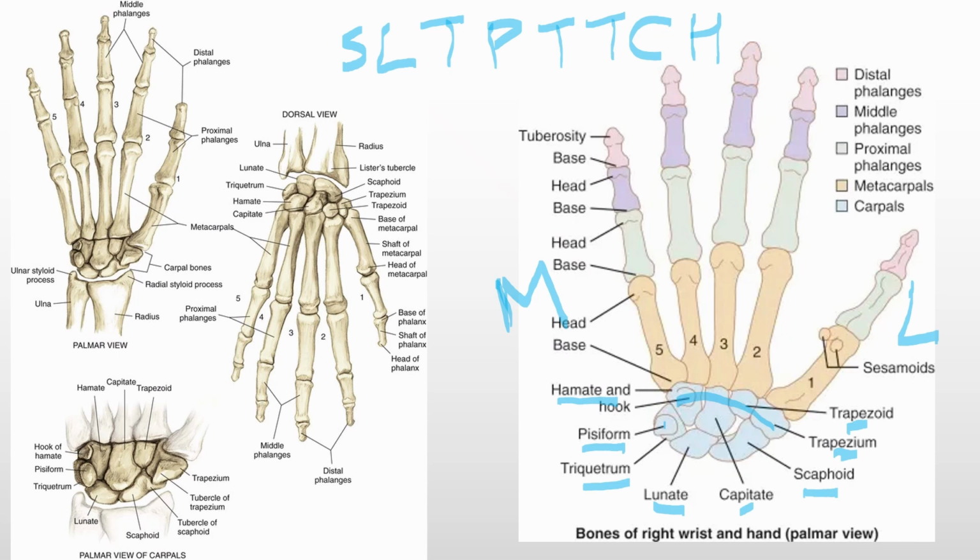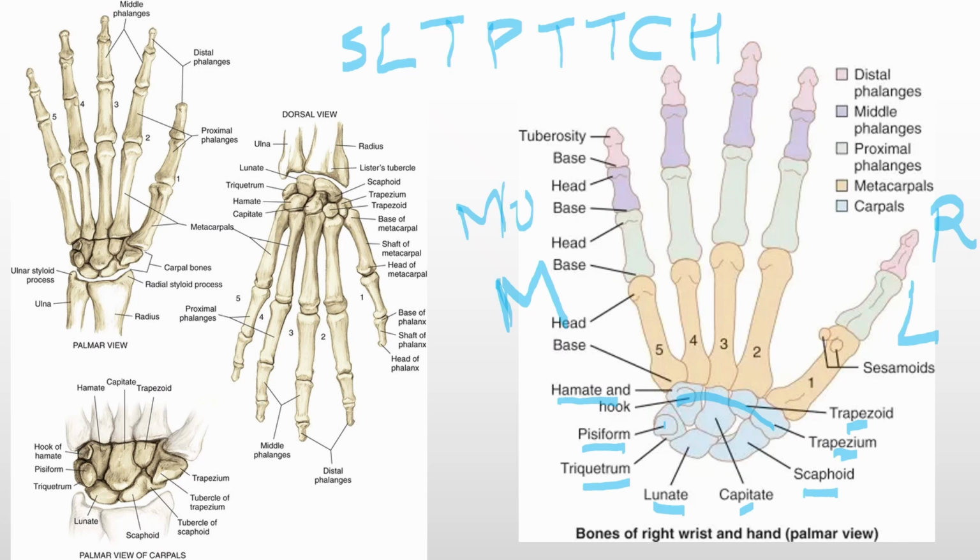When we see the metacarpals, we always number them from 1, starting on the lateral-most aspect, that is radial, to the medial aspect. So from lateral to medial, we number the metacarpals as 1, 2, 3, 4, and 5.